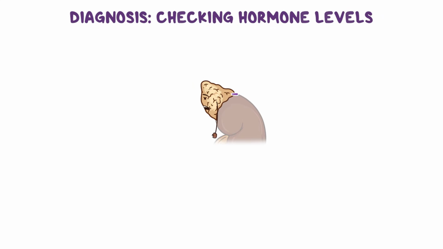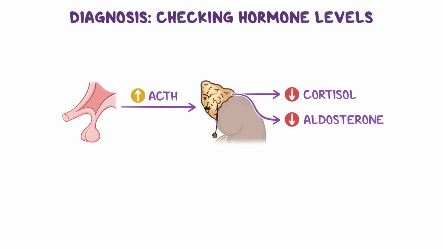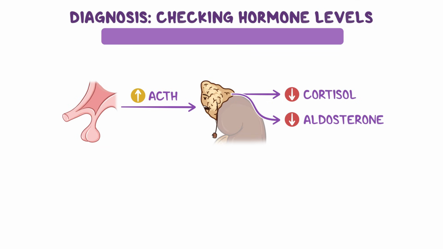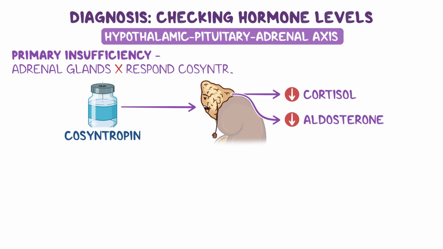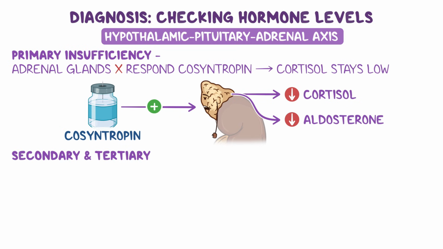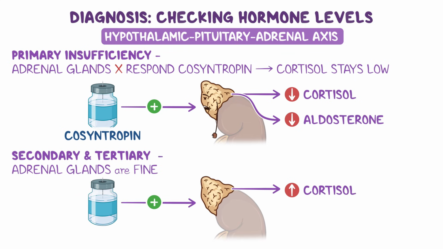Diagnosis mainly involves checking hormone levels. Since the adrenal glands are not working, cortisol and aldosterone levels are low. In response, the pituitary gland ramps up the ACTH production, so ACTH levels are high. To figure out where the problem lies along the hypothalamic-pituitary-adrenal axis, give a synthetic ACTH called cosyntropin. In primary insufficiency, the adrenal glands can't respond to cosyntropin, so cortisol levels stay low. But in secondary and tertiary insufficiency, adrenal glands are fine, so cosyntropin raises cortisol levels.